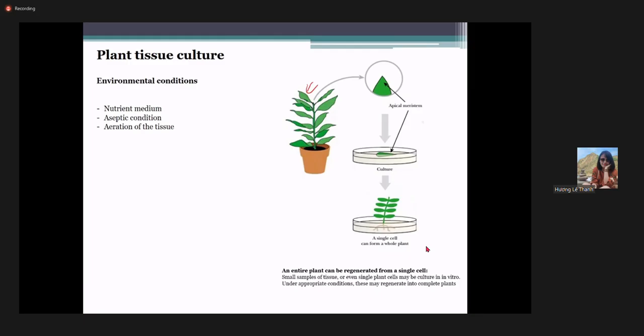From the apical meristem of the plant, we put them on a solid medium, an agar medium, with all the nutrition for the plant tissue to grow. Then we can add numerous hormones to differentiate and promote the tissues to become a whole plant. It's like our stem cells, right? It's similar to stem cells because one small part can become a whole organism.